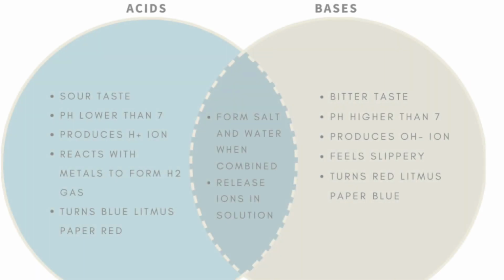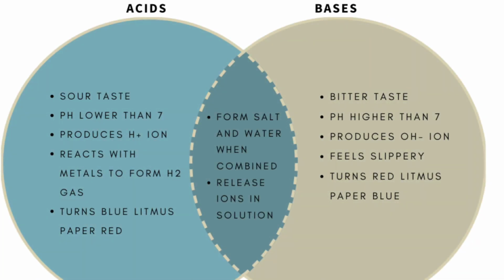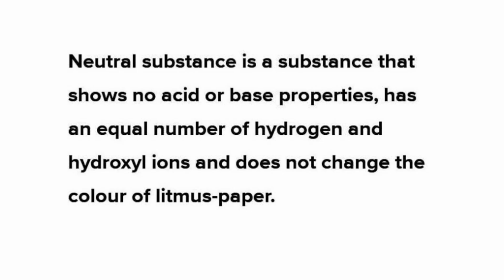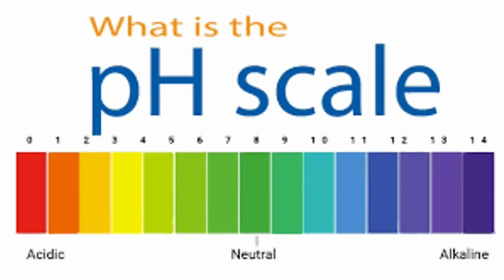Till now you have understood acidic substances and basic substances, but there are some chemical substances that are neither acidic nor basic. So they are said to be neutral in nature. An example of a neutral substance is common salt. Now let's understand the pH scale.